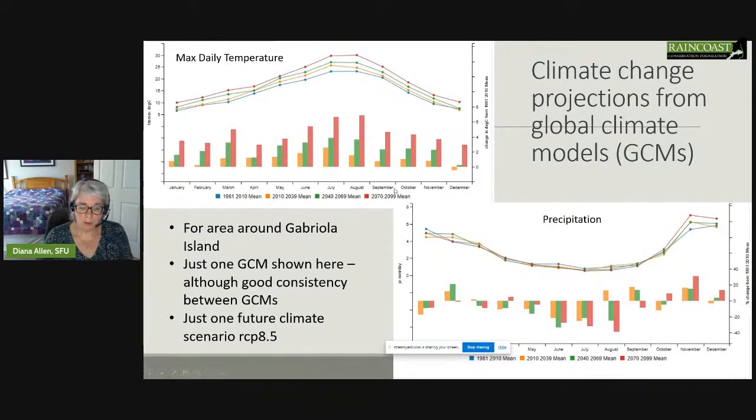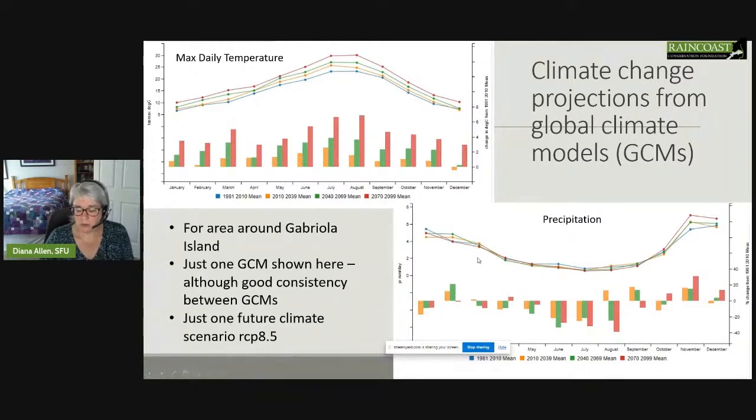And this is a graph for Gabriola Island, and this is showing the change in temperature into the future, relative to 1981 to 2010, that being the historical period. And all of these bars here, the orange ones represent the 2020s, which is where we are right now. The green ones represent the 2050s, and the red bars represent the 2080s. So you can see that quite obviously temperature is increasing consistently as we move into the future.